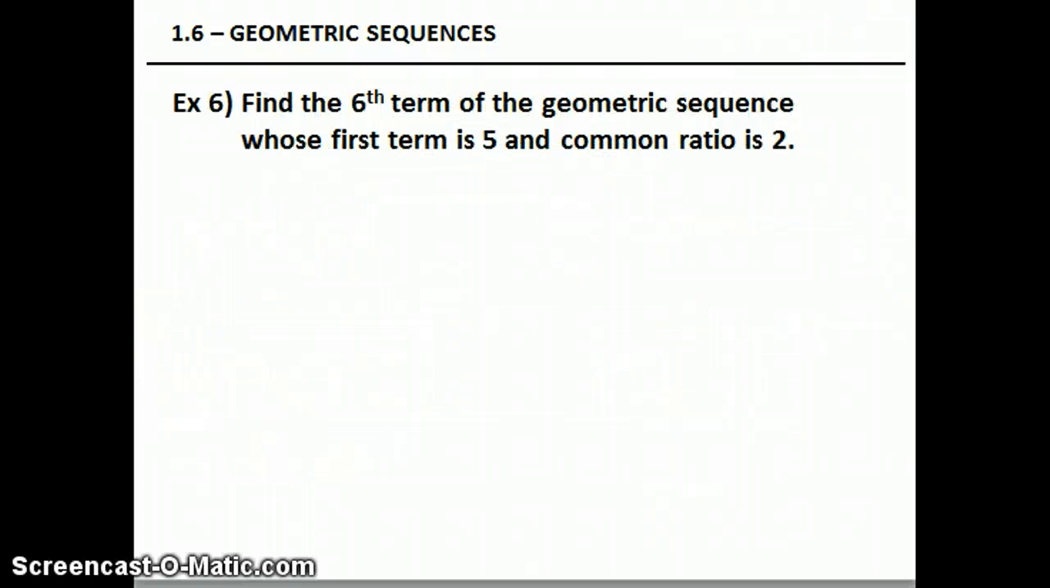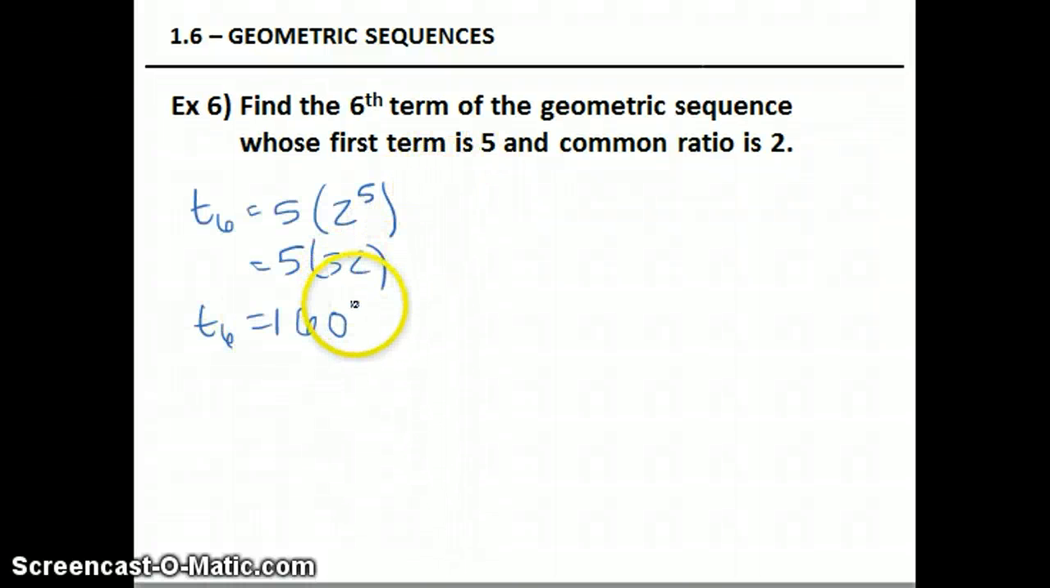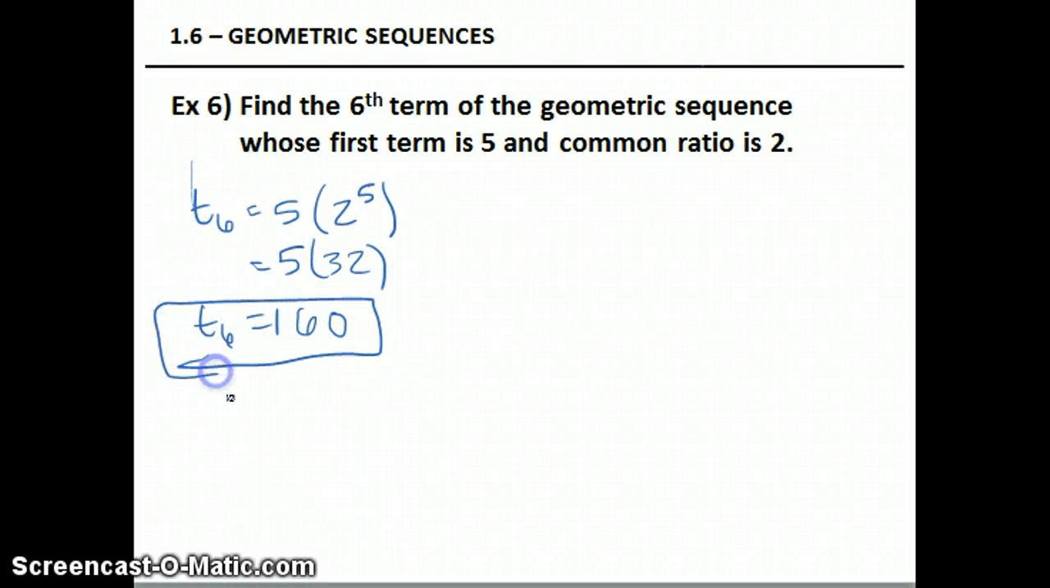Okay, we are about to run out of time, so I will go ahead and say pause and try this one on your own, and then I will write the answer down right before we run out of time. Okay, so if you did the work correctly, you're going to end up with t sub 6 equals 160. 2 to the 5th equals 32, times 5 is 160. There we go. We are out of time. See you in class.